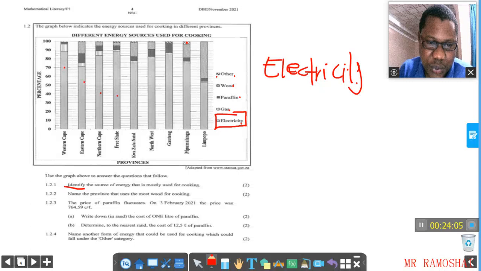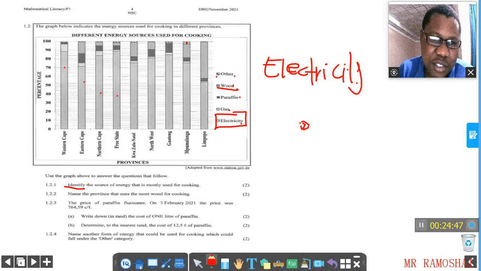Name the province that uses the most wood for cooking, right? So we must check the key. How is the wood presented here? You can see it has some dots inside here. When you check here, we can't even see it, but when we check Eastern Cape here, we can see this is the wood. You understand? So let's compare it with Northern Cape. We can see that Eastern Cape is still winning. Now let's check against it Free State. So Eastern Cape is still winning. So let's check it against KwaZulu-Natal.